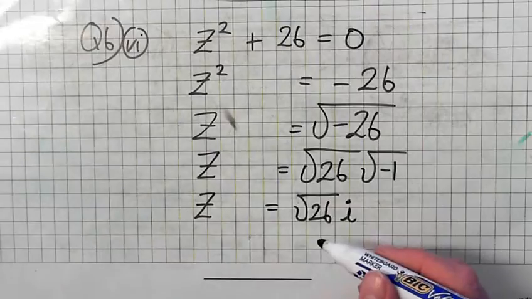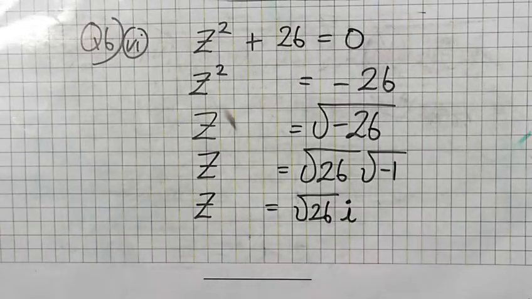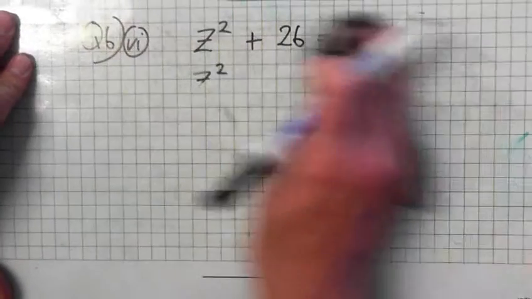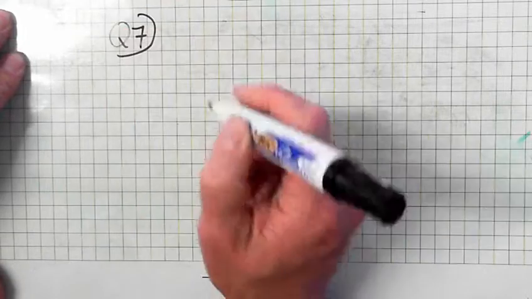Sit behind your table, turn right around the whole way, take down the questions to go along. Right, example from question 7.